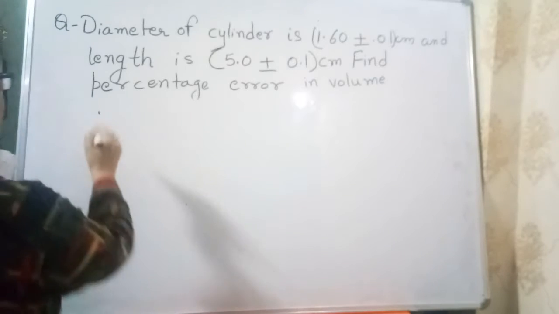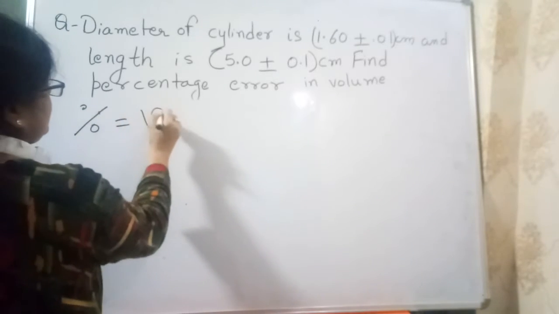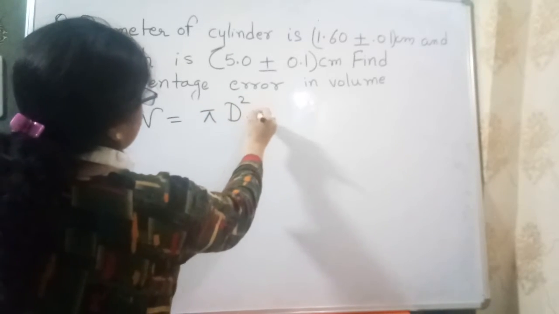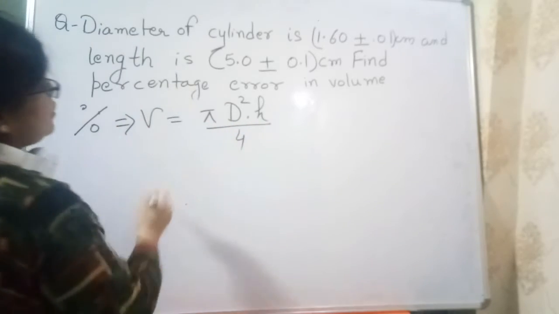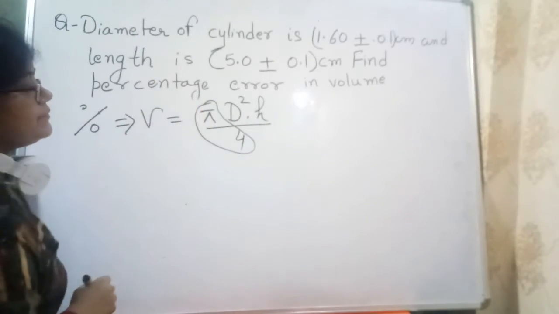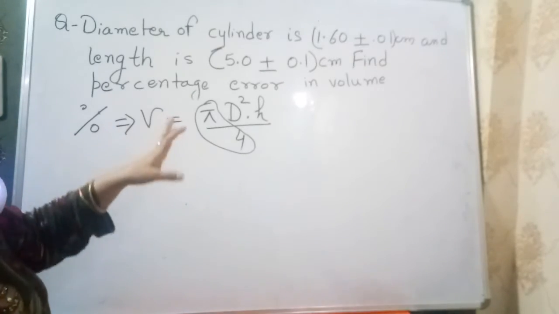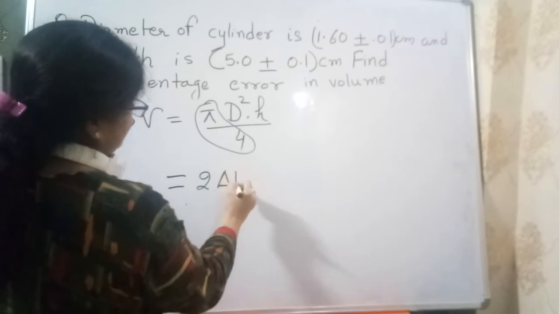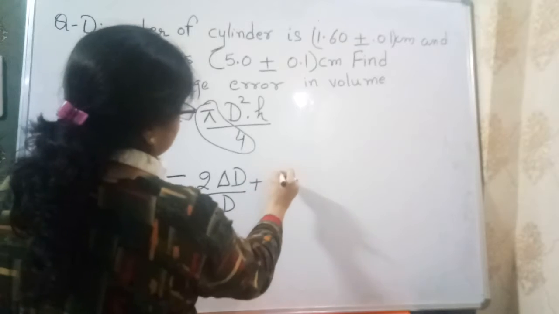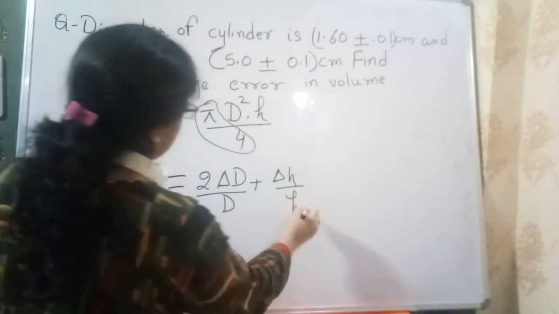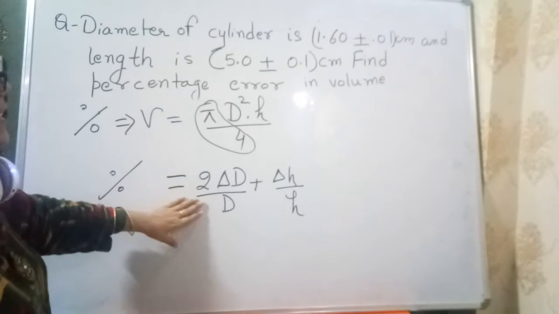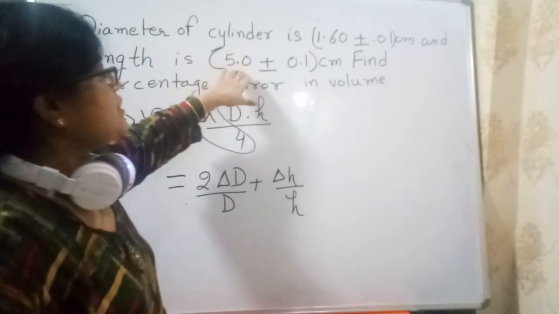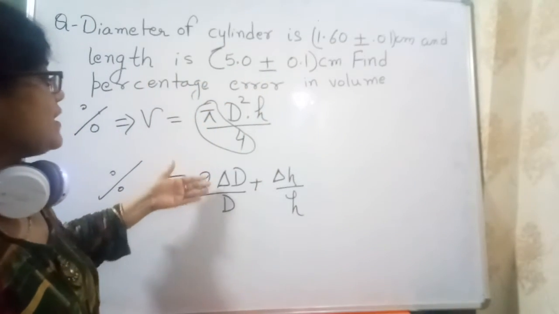Now we have percentage error in volume, and volume is what? Pi d squared into h by 4. Now pi by 4 is the constant quantity. In order to find the error analysis, we just ignore the constant quantities. That's why we have 2 delta d over d plus delta h over h. Simple percentage error. But in previous questions we had the values in percentage, while in this question we have the values in this form. Then how can we solve them?